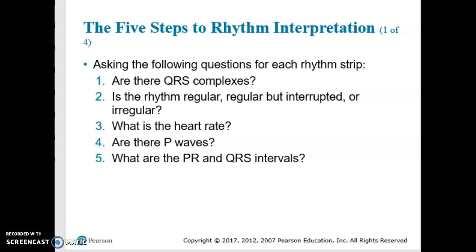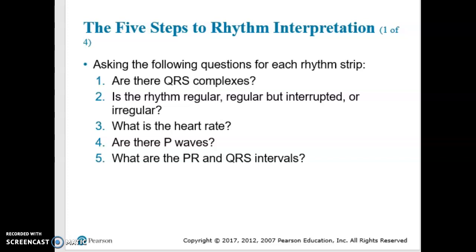Hey guys, I just wanted to take a minute and go over the 5 steps of rhythm interpretation. I know there's been some question in class as we move forward. One thing that I want you to remember about the 5 steps of rhythm interpretation is we use these 5 steps on all of our strips.